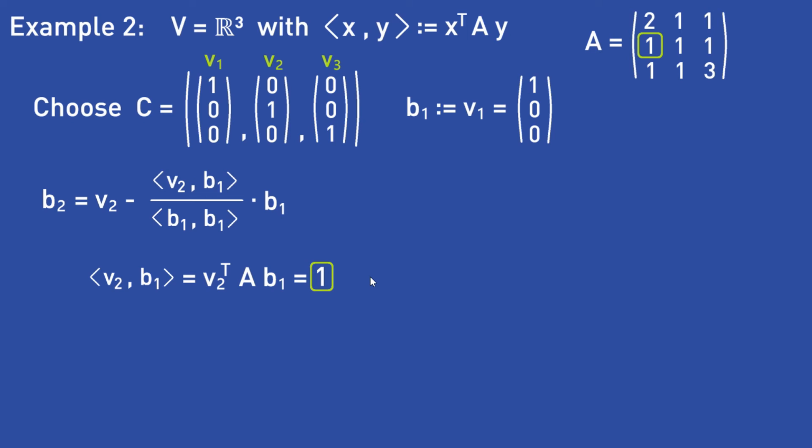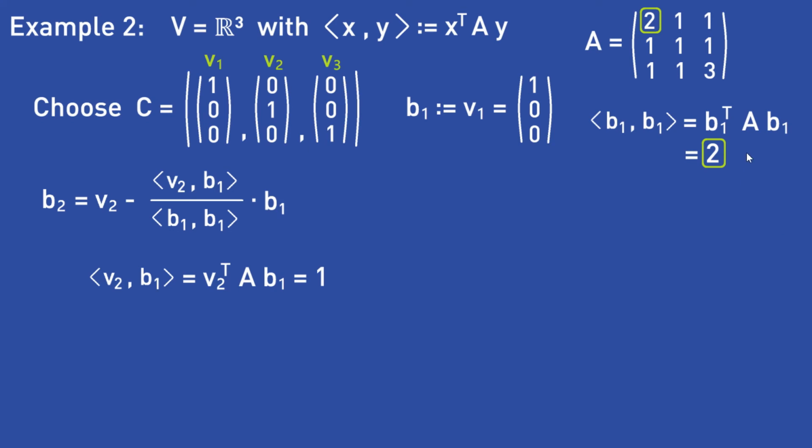We also have to calculate the scalar product of B1 with B1. So this here is equal to that here, B1 transposed times A times B1. And this is equal to 2, because B1 is a unit vector. This here is that entry of the matrix here, which is 2.